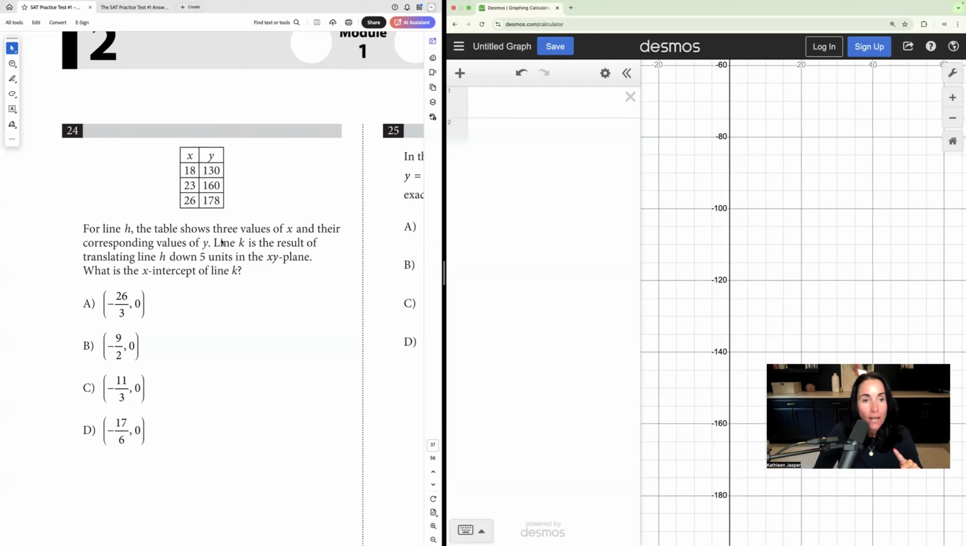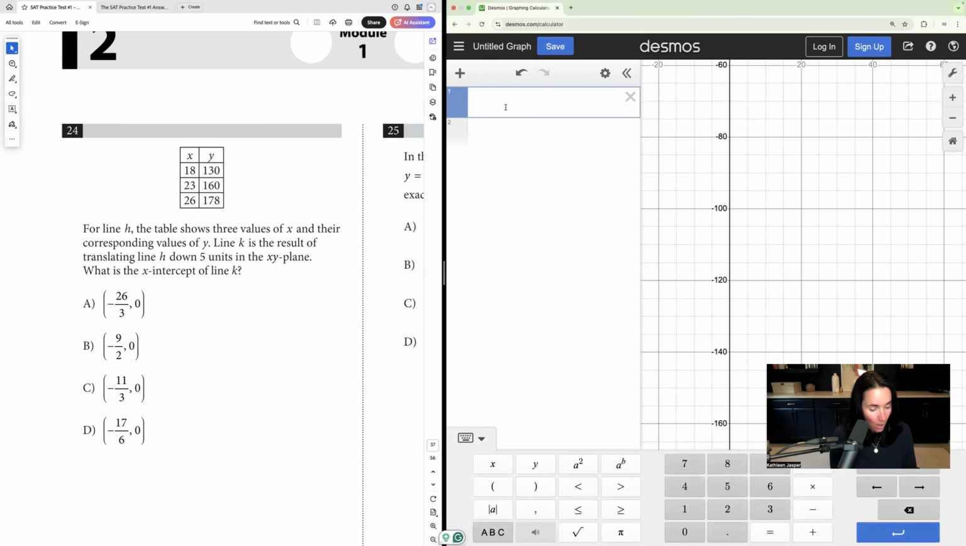And I have this here. Line K is the result of translating the line H down 5 units. So we have a line and then we're going to move it down 5 units on the y-intercept. Remember, when we're talking about this, let's just go here. y = mx + b. That is your slope-intercept form there. And b is the y-intercept, where the line hits the y-axis. And if you move it down 5, you're subtracting 5 from b, all right?